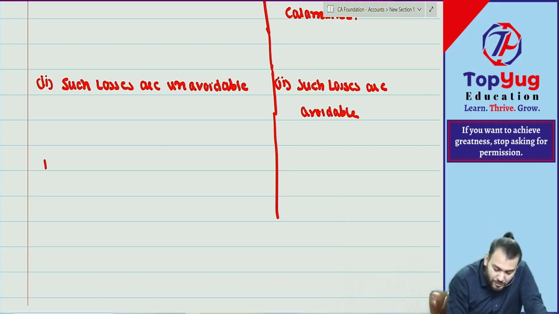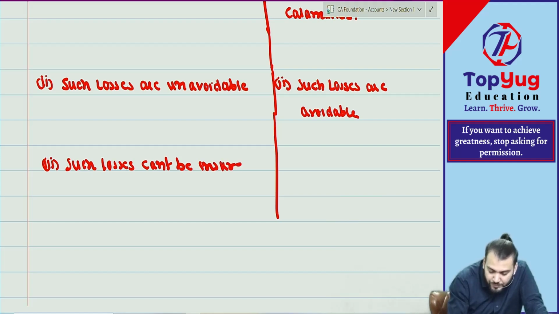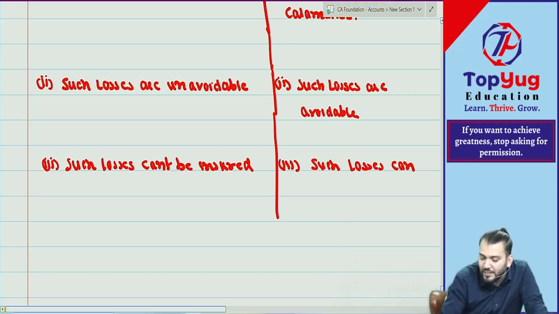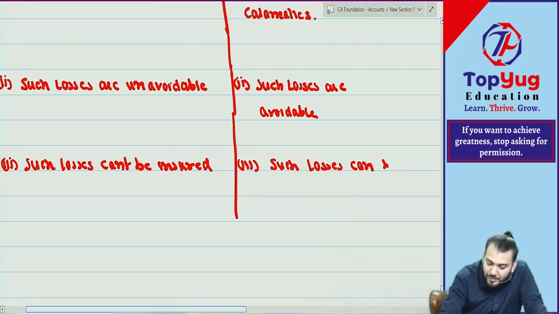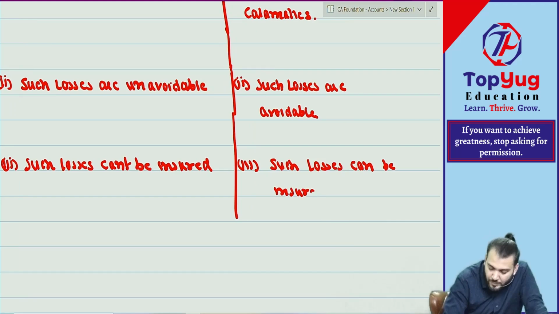Correct. So, point number 3. Such losses can't be insured. Such losses can be insured, it depends upon our interest whether we are taking insurance policy or not. So can be insured. Correct.